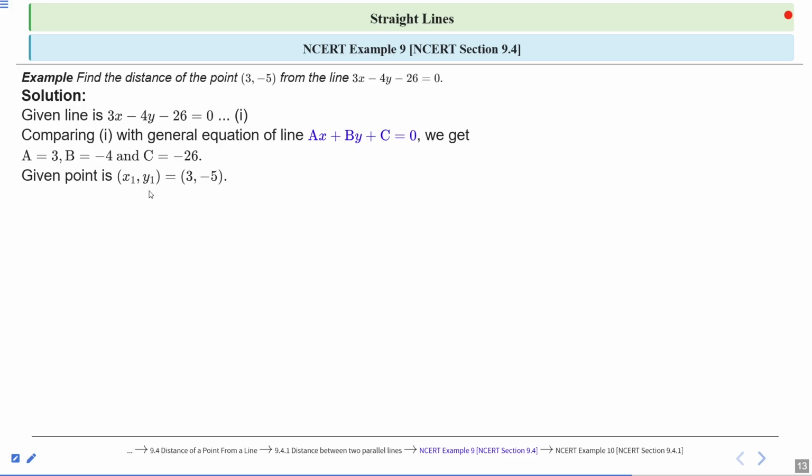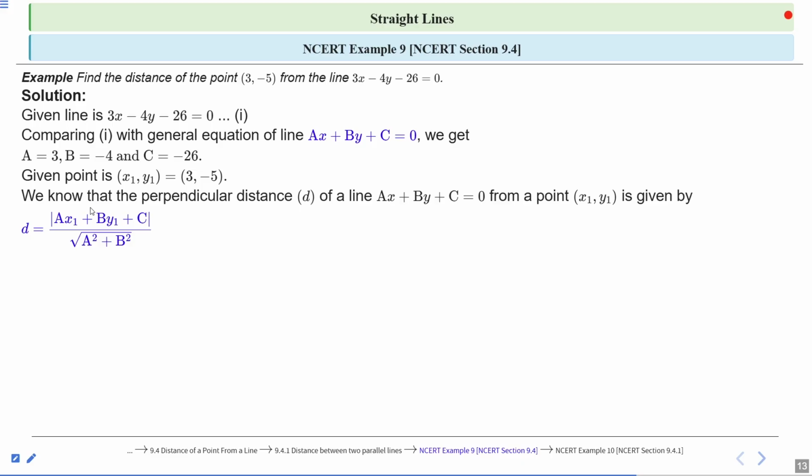And the given point is (x1, y1) = (3, -5). We know that the perpendicular distance of the line ax + by + c = 0 from a point (x1, y1) is given by d = |ax1 + by1 + c| divided by the square root of a squared plus b squared. So now we apply this formula to find the distance of the point (3, -5) from the line 3x - 4y - 26 = 0.